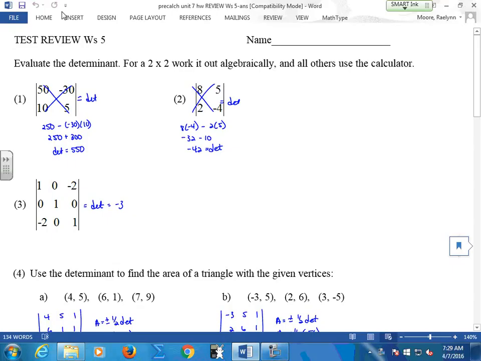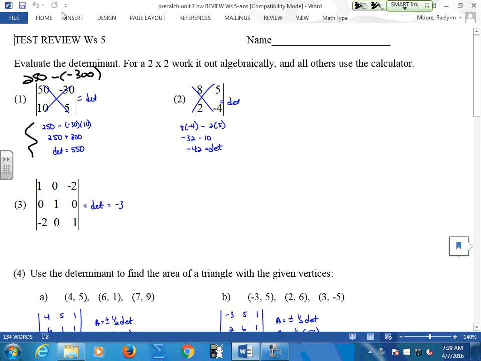Since this is your review, you tell me if there's any problems. And the determinant, make sure you're able to do a 2 by 2 by hand. I want to see that you do this. This is what I want to see. Go up, whether you do it up here or down there, I don't care.